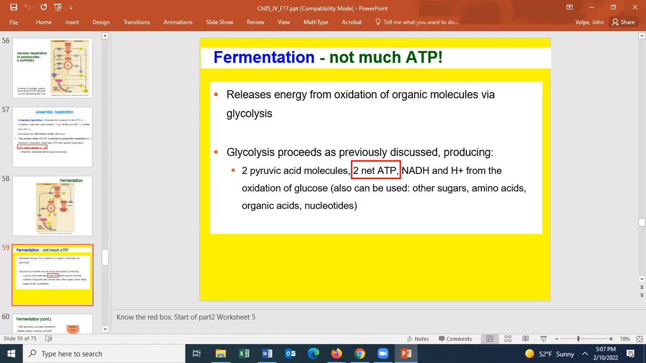You can also use other carbohydrates, amino acids, organic acids like fatty acids, and nucleotides. And I think we're going to talk about a little bit of that in just a little bit, but we haven't really talked much about that. But glycolysis prefers to use glucose, but it can use other molecules. Any question about any of that?